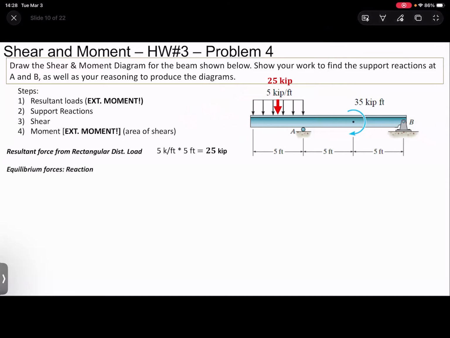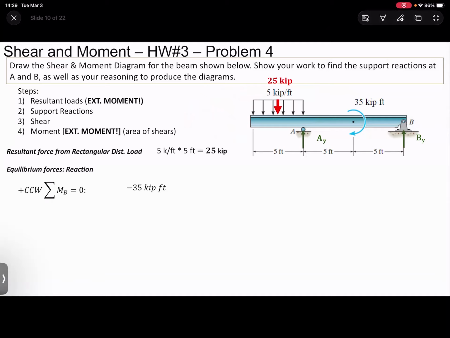All right. So for equilibrium forces, let's look at the support reactions. We just have A and B. Let's do the summation of moments at point B. On the far right, you could do point A, but I'm just going to do point B. And we're saying the counterclockwise direction is going to be positive.